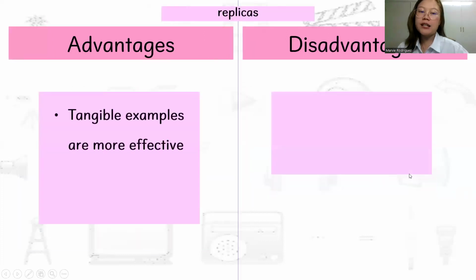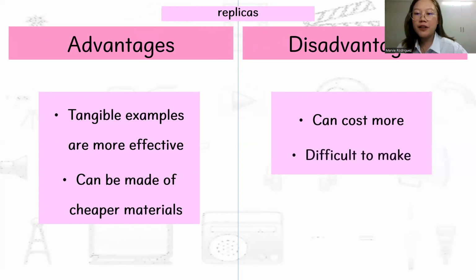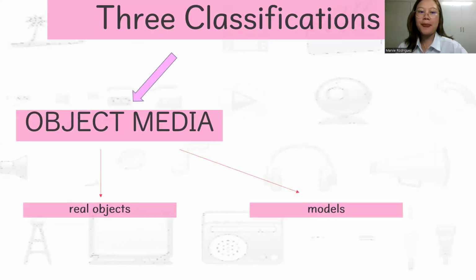Advantages of a replica is that it's a tangible example, so the learning is more effective, and the material of the actual thing can be expensive, so you can make a replica made of cheaper materials. However, it can also cost more because instead of bringing the actual thing, you have to reproduce many copies or replicas, so it can cost more. And it's also difficult to make sometimes.